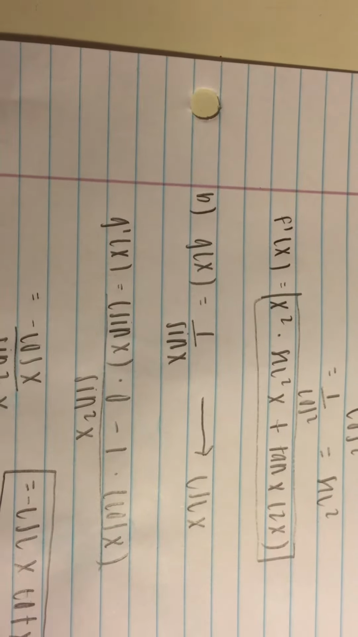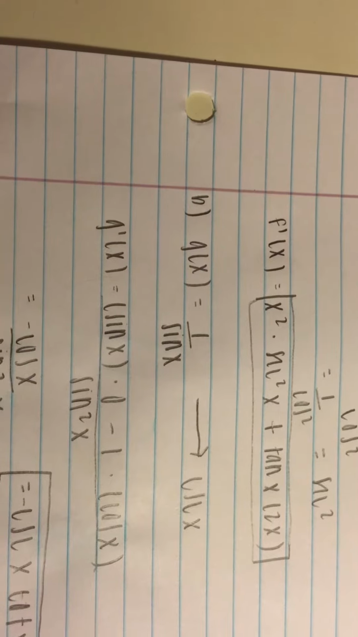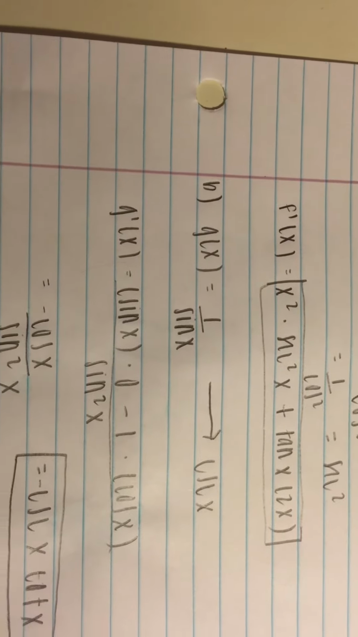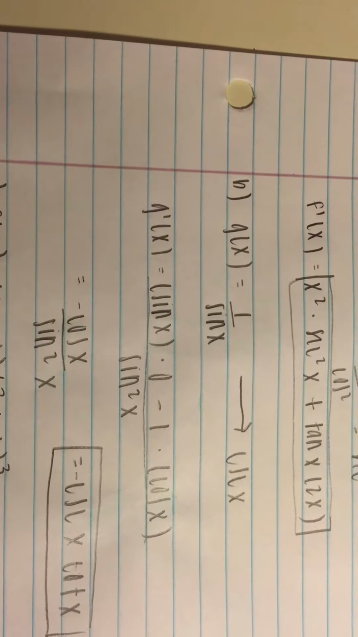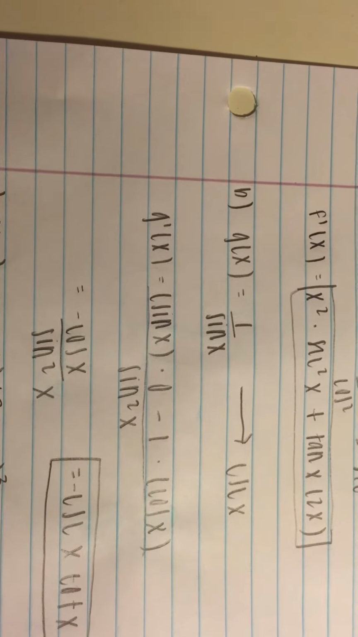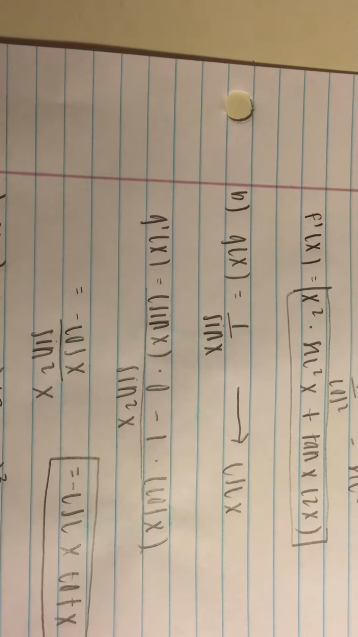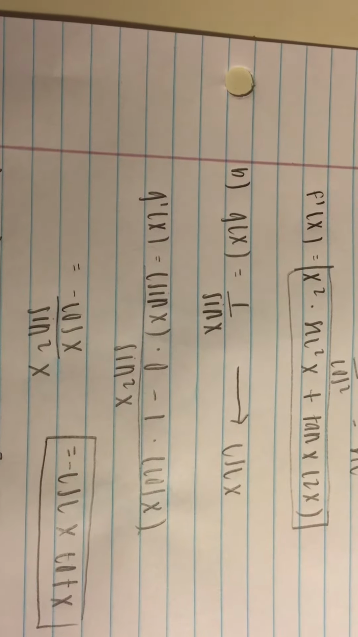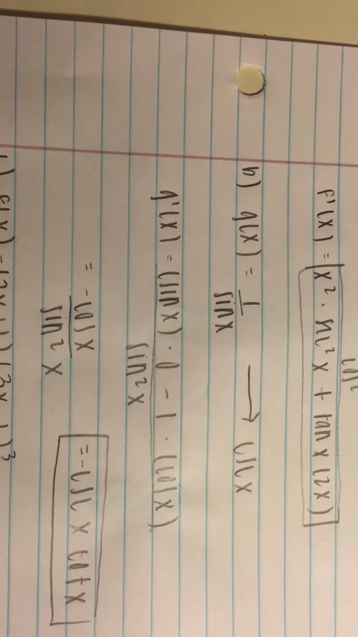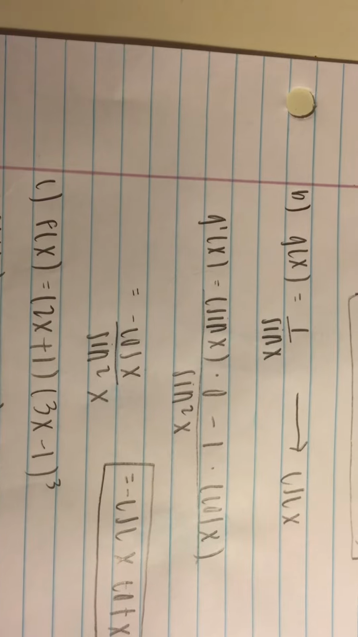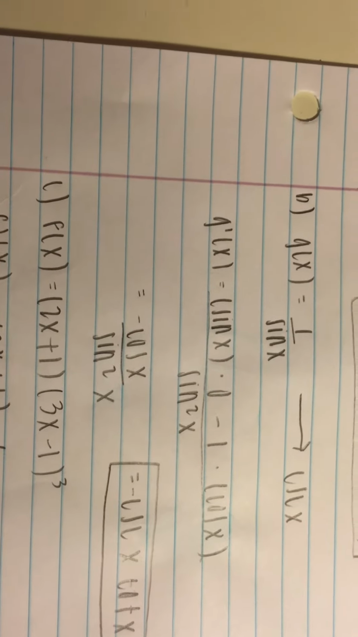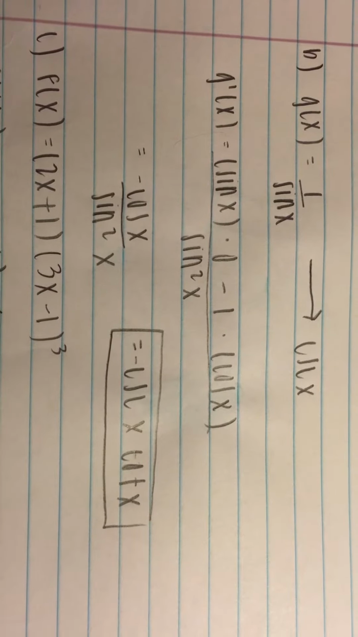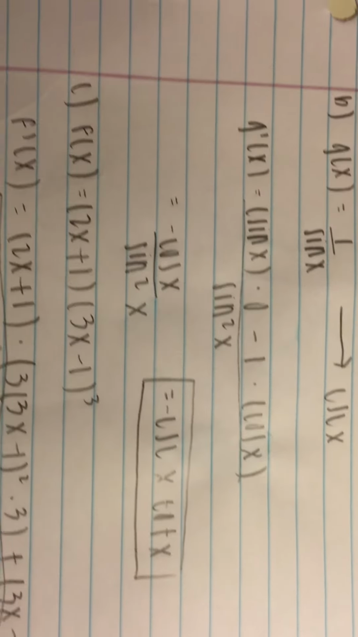And then next with B, we are given g of x equals 1 over sine x. And 1 over sine x also means cosecant. And so to solve this, we're going to use the quotient rule. And so we take the bottom, sine x, times the derivative of the top. So the derivative of 1 is 0, minus the top, 1, times the derivative of sine x, which is cosine x, over the bottom squared, so sine squared. And when you combine that, you'll get negative cosine x over sine squared x. And with the trig identities, we know that that will equal negative cosecant x times cotangent x.